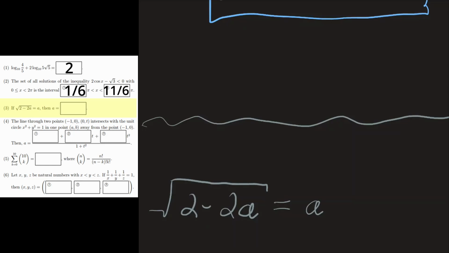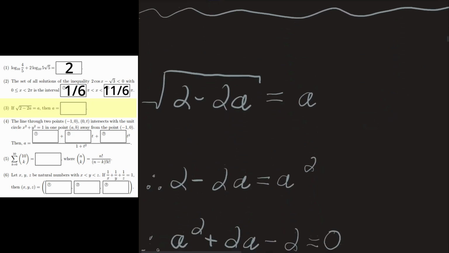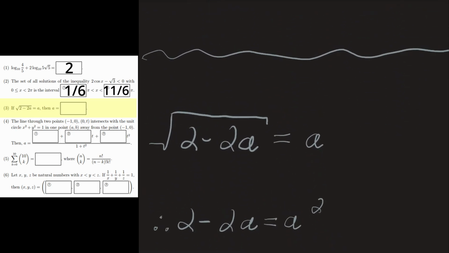So next is question 3, which says if square root of 2 minus 2a is equal to a, then a is equal to blank. So this one is pretty simple. We just need to solve for a. So to start, we're going to square both sides to get rid of the square root. Now, you might be thinking that you need to use an absolute value here since we squared both sides, but that's actually not necessary, and you'll see why later.